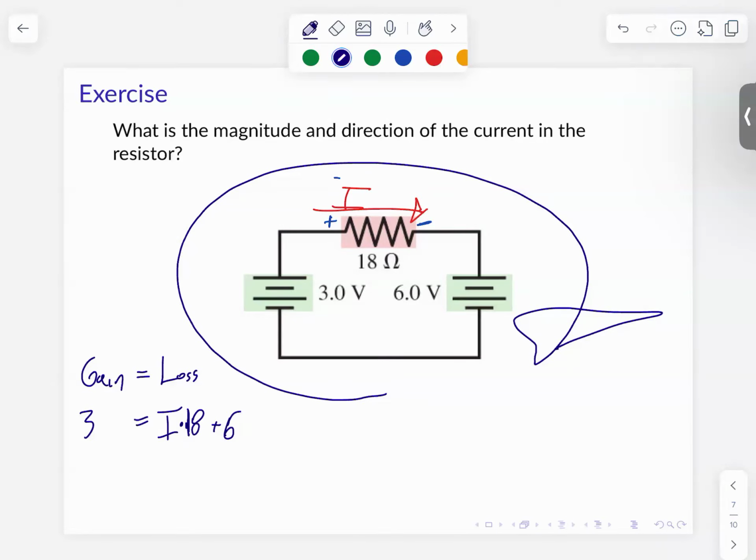Done. Solve for I. What's I? Yeah, it's current, but solve for it. Give me a number. Nope. I've got an equation with one unknown. Take this and solve.